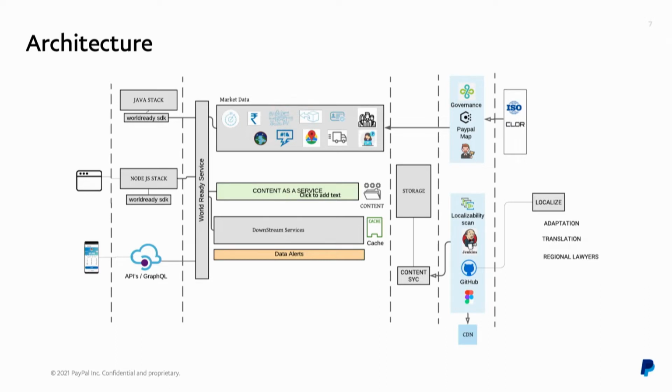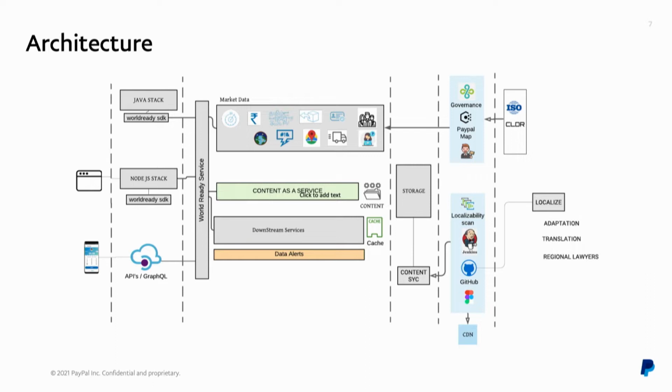On the top over there, you can see the Java stack and the Node.js stack. We have the World Ready SDK provided for each of these stacks. These are smart clients. They have the ability to fetch content for you and to fetch market data for you. They fetch this information periodically, cache it, and compress it. So it is as if this data is locally available to your application. And even though I represent the Node.js and Java stacks in one layer, physically they are in multiple different layers.